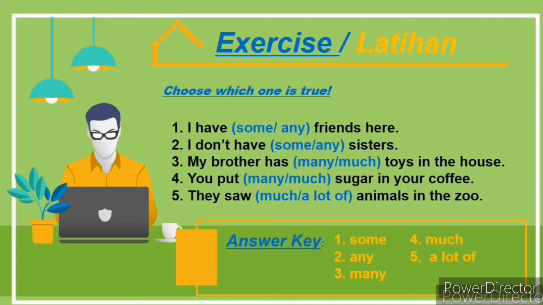And what about number 3? My brother has blah blah blah toys in the house. Which one is true? Many or much? That's really good. The best answer is many. And what about number 4? You put blah blah blah sugar in your coffee. Which one is true? Many atau much? Yeah, that's great. The best answer is much. Karena gula atau sugar tidak bisa dihitung. So we have to use much.